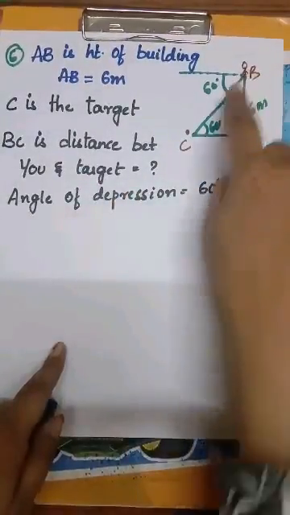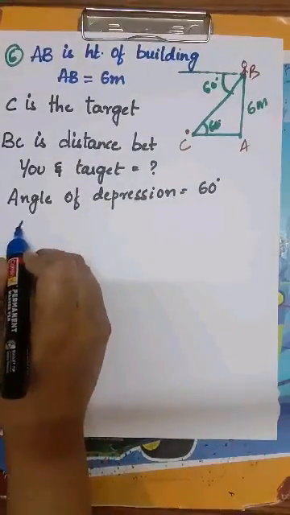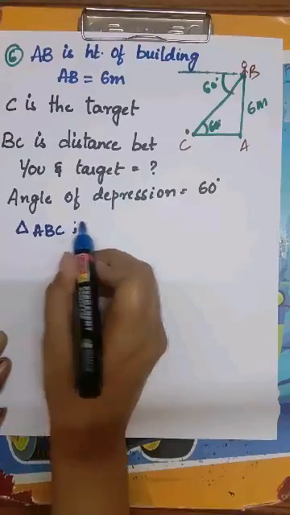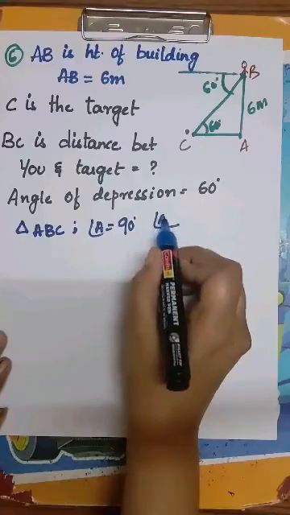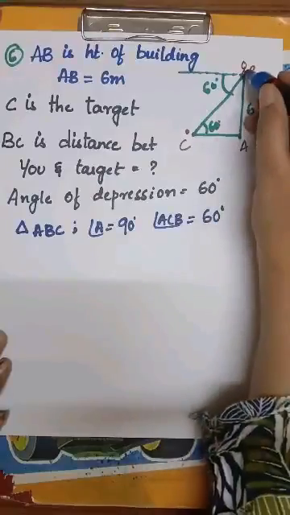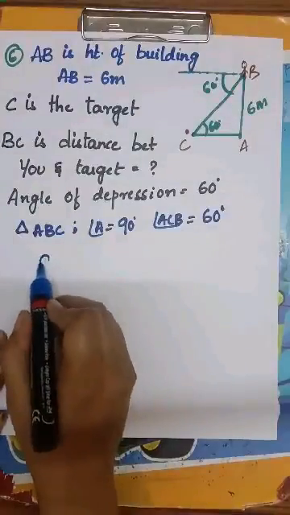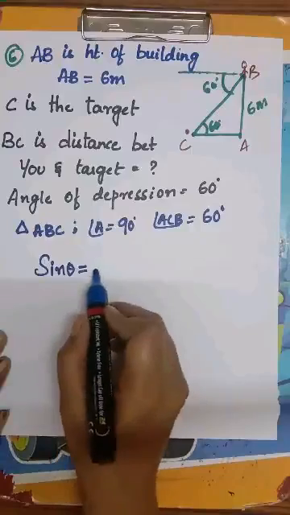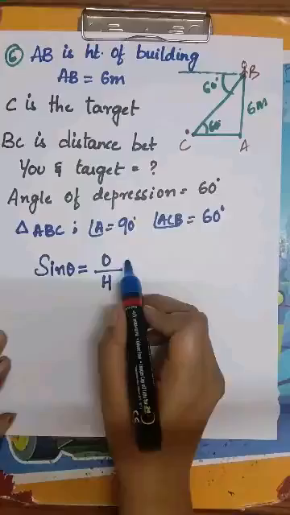Angle of depression हम ऊपर से नीचे देख रहे हैं. So angle of depression is how much? 60 degrees. Now in triangle ABC, angle A is equals to 90 degrees and angle ACB is equals to 60 degrees. हमको क्या find करना है? Distance between you and the target, that is hypotenuse. That means whenever the hypotenuse is there, you are going to take sine or cos any value जहाँ पर h रहता O by h. Hypotenuse हमको find करना O by h.